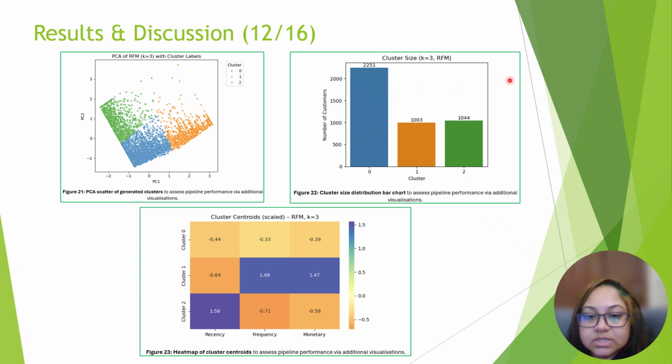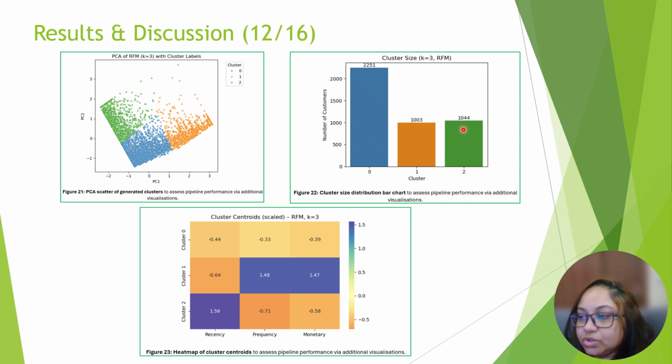Further, we have the cluster size distribution bar chart. The bar chart shows the number of customers in each of the three k-means clusters, k equals 3 on the RFM feature set. Cluster 0 has 2251 customers, which represents roughly 52% of the customer base. This is the largest segment, the engaged majority, characterized by moderately recent purchases, frequency and spend. Then we have cluster 1, a mid-sized group with the highest frequency and spend, but slightly less recent activity than cluster 0, the champions.